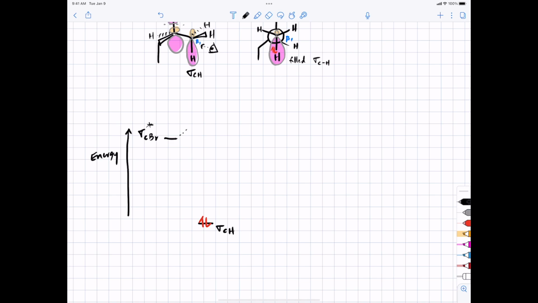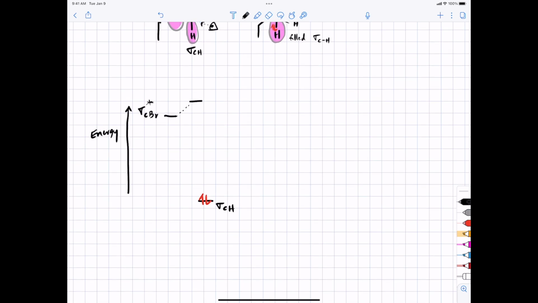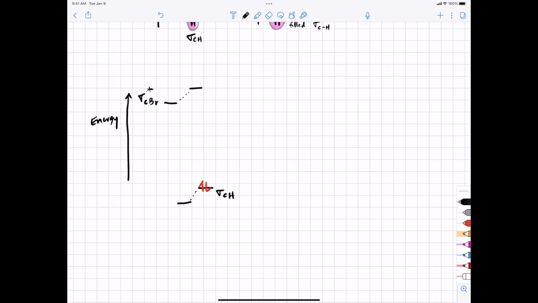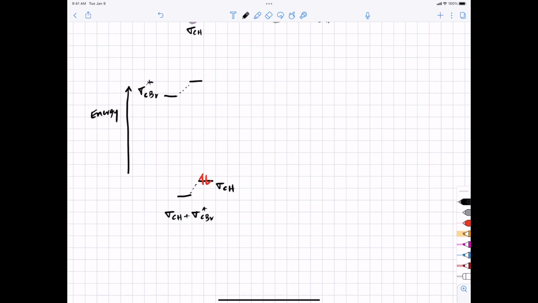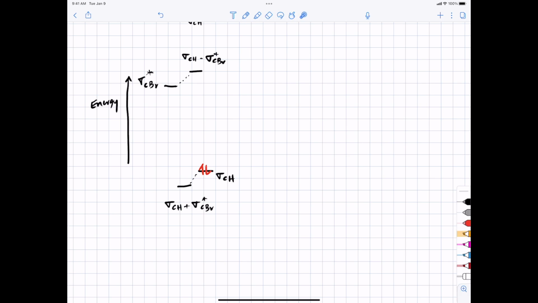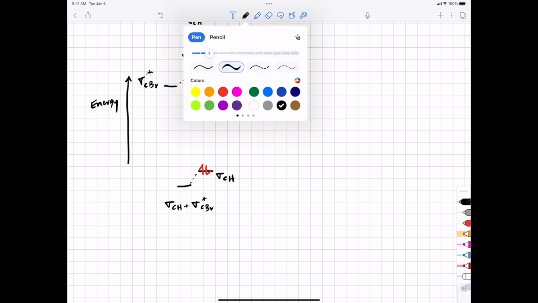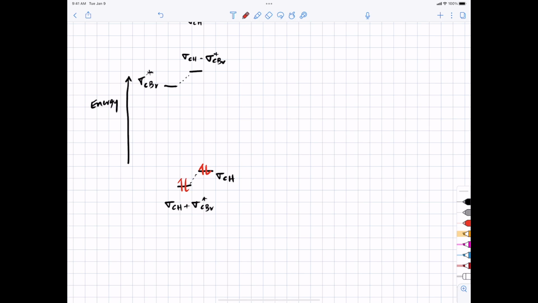So when they mix, we're going to get one that's a little higher in energy and one that's a little bit lower in energy. The lower in energy one we get by adding the carbon-hydrogen sigma bond to the carbon-bromide sigma star. And the higher energy one we get by subtracting, or bringing them together with opposite wave function sign. All right? This process allows the electrons that used to be just in the carbon-hydrogen bond to spread out a little bit. So let me show you what this looks like.